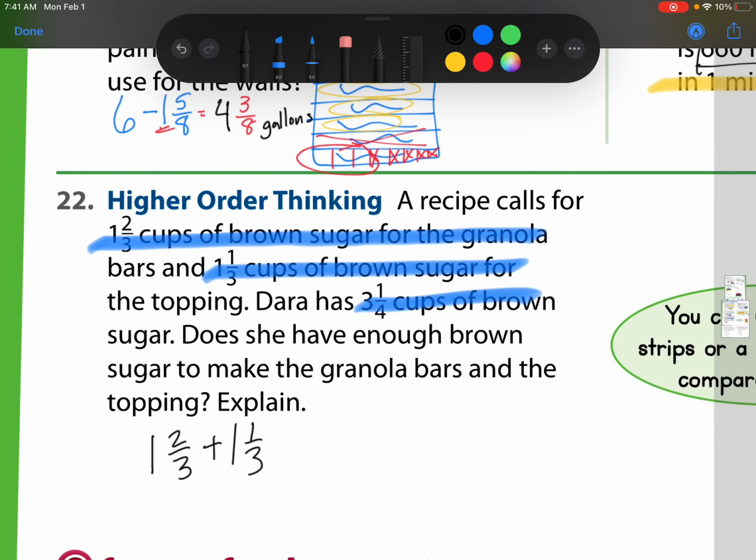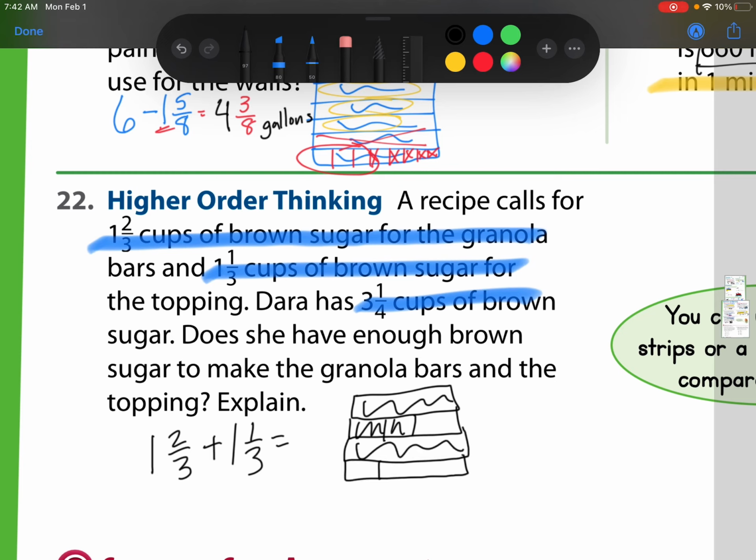So what is that together? Well, together, that's going to equal what? Well, we have 1 2/3, and then we have another 1 1/3. So we're going to take that 1/3 and just move it up here. So how much do we see? Well, she needs 3 cups. Is that enough? She has 3 1/4, so it is enough.